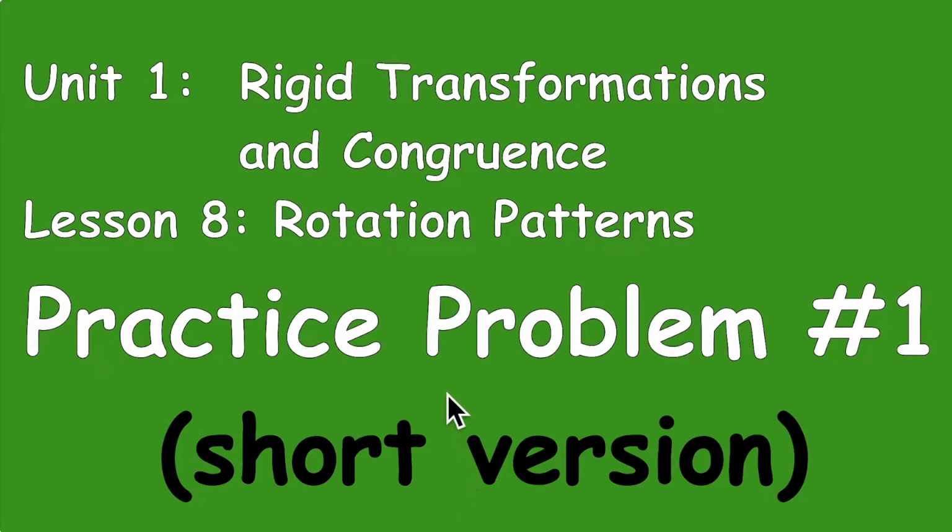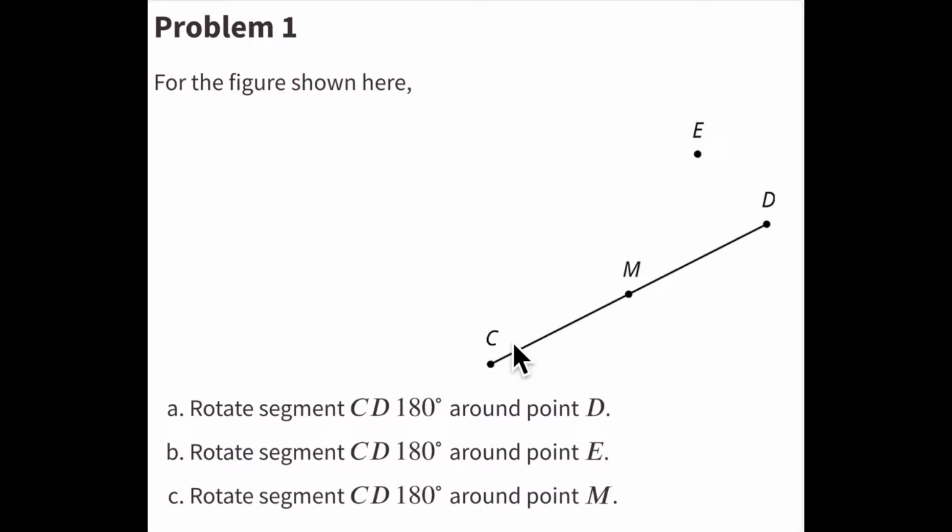This is the short version of practice problem number 1 from lesson 8, rotation patterns, in unit 1, rigid transformations and congruence. In problem number 1, you're going to look at the patterns of 180-degree rotations around different centers of rotation. You're going to find that the rotated image is always parallel to the original line, and that the corresponding points in that rotated image you can locate by drawing a straight line through the centers of rotation. A straight line is 180 degrees, and those corresponding points will always be an equal distance from each center of rotation.